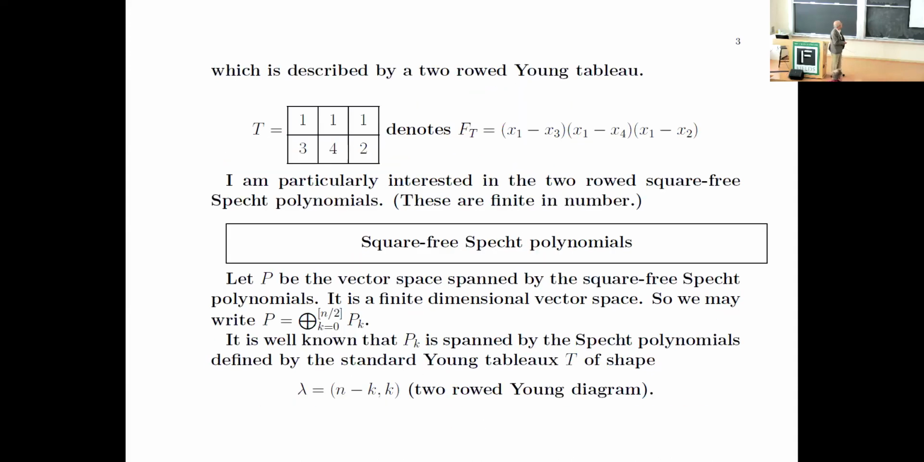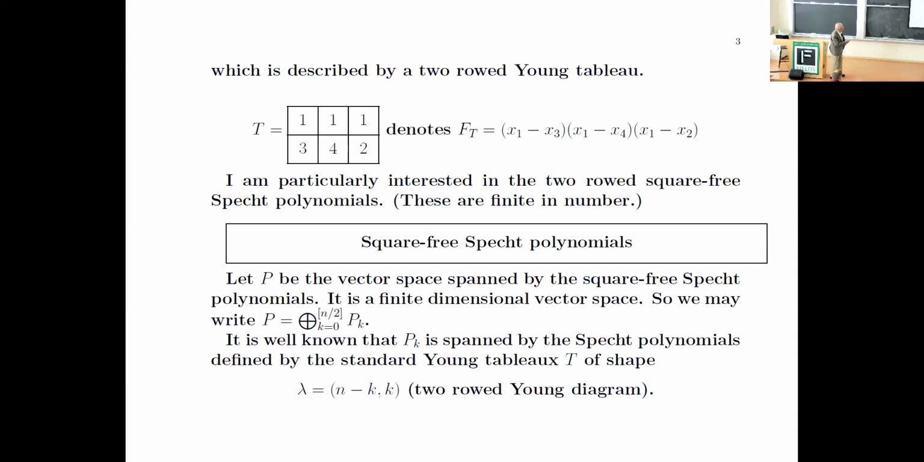Okay. I am particularly interested in the two-row square-free Specht polynomials. These are certainly finite in number. So let me speak about square-free Specht polynomials. Let P be the vector space spanned by the square-free Specht polynomials. It is a finite dimensional vector space. So we may write P as the sum of these things.